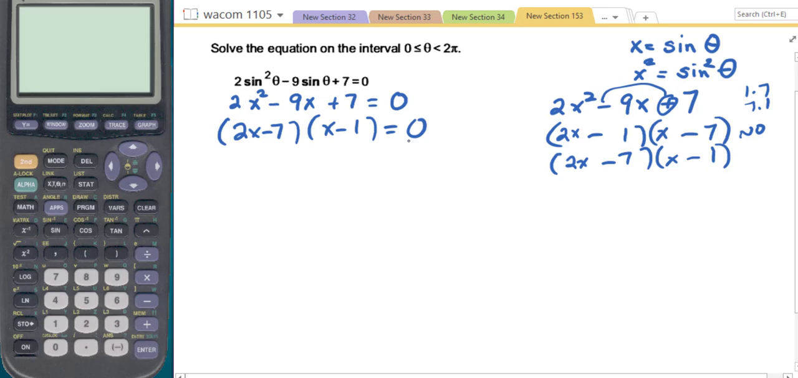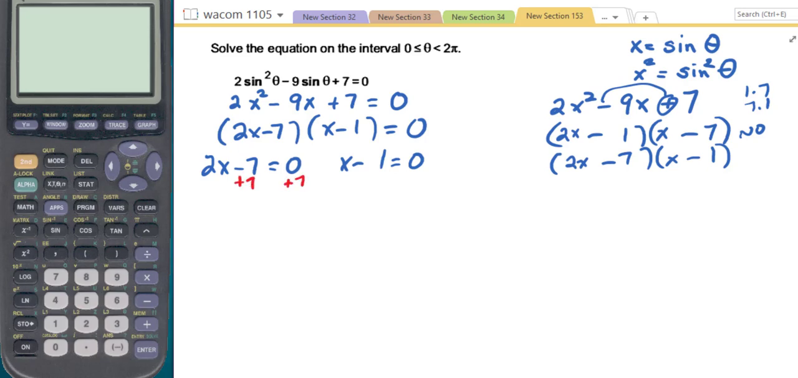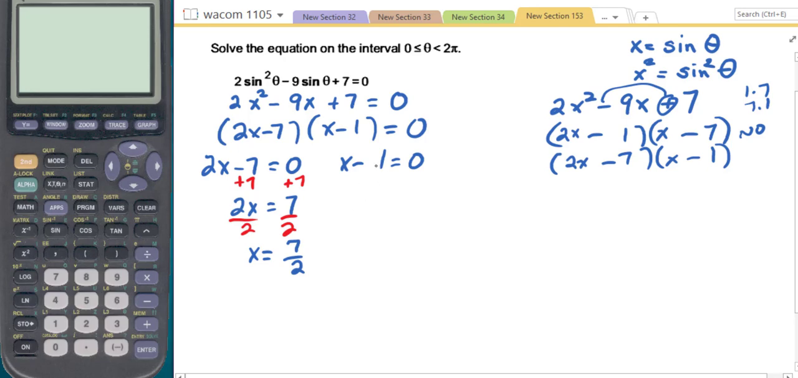And then you set each one equal to 0 and solve. I don't need the parentheses when I do that. So 2x minus 7 equals 0. X minus 1 equals 0. Add your 7 and divide by 2. So 2x equals 7. Divide by 2. So I have x equals 7 halves. Over here, add your 1, and I get x equals 1.